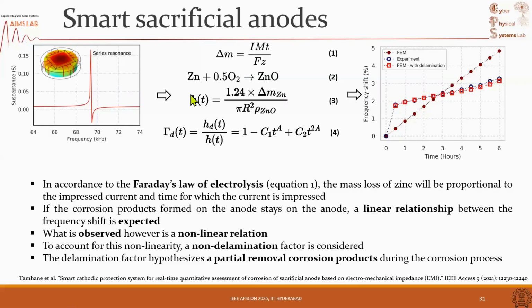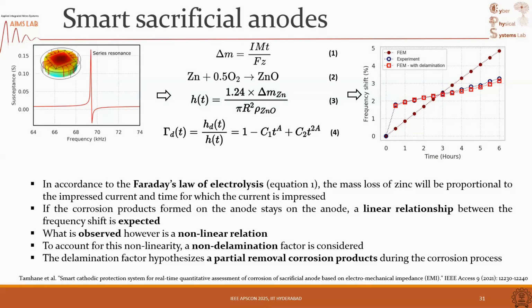I'll skip all this maths. All that I'll say is, if you look at how the mass change should happen because of corrosion, which is this first equation, Faraday's law, and just look at it over time. This is just the time over which we are applying current to induce corrosion, but you can think of the x-axis as age.